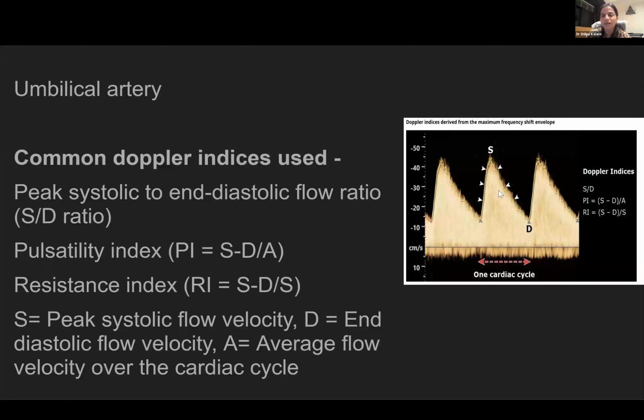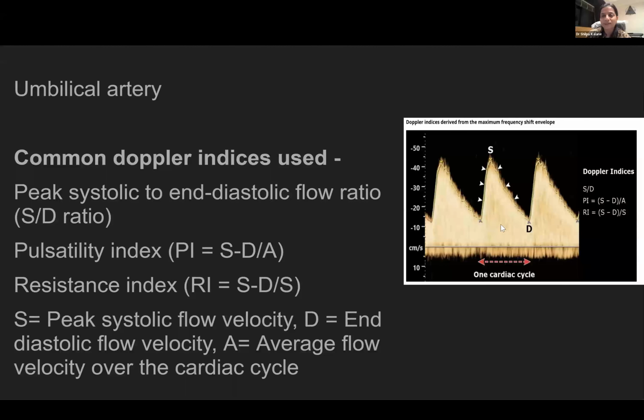Can you see this graph? This is the umbilical artery Doppler. This S is the peak systolic velocity. D is for the end diastolic flow velocity. And this marking is the average flow velocity over one cardiac cycle. When we say SD ratio, S stands for peak systolic and D stands for end diastolic flow velocity. When we say PI, that's pulsatility index, that is S minus D divided by A, and A is the average flow velocity over one cardiac cycle.